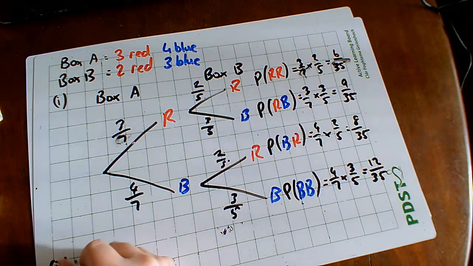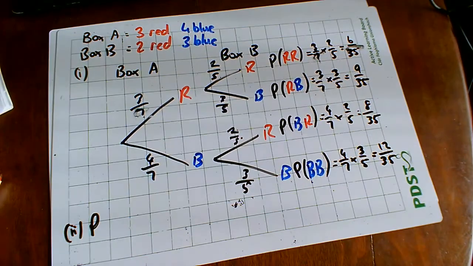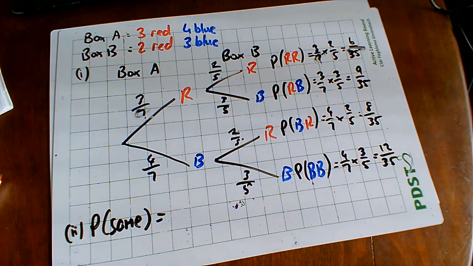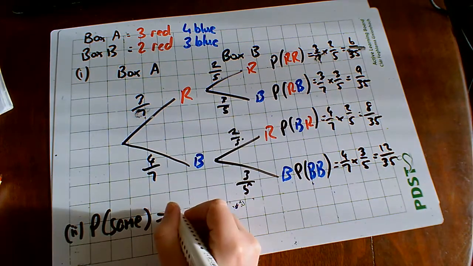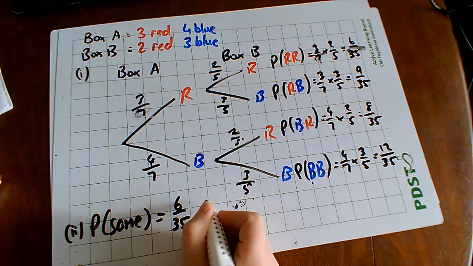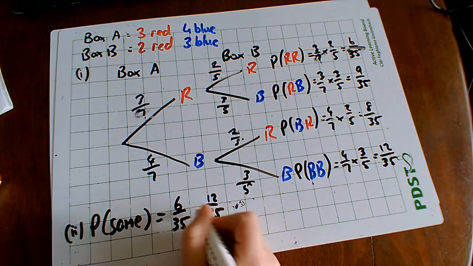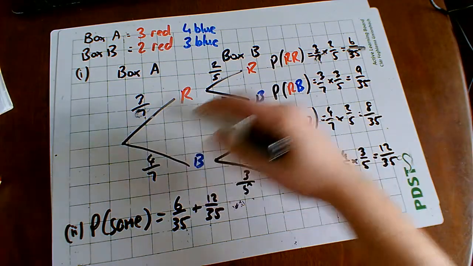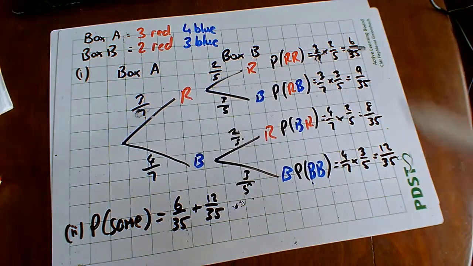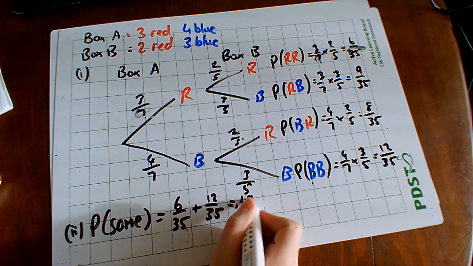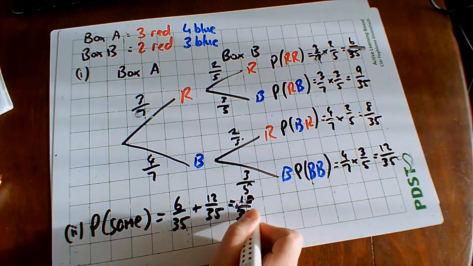So probability same colour. There's 2 occasions where it's the same colour, where they're both red, 6 out of 35, or if they're both blue, 12 out of 35, and we just add those 2 because we want this or this to happen. When we want both of them to happen, we multiply it, and when we're looking down here, we add. So it's 6 out of 35 plus 12 is 18 out of 35.